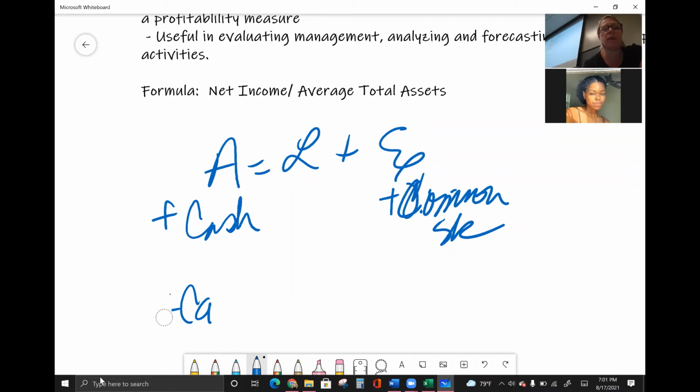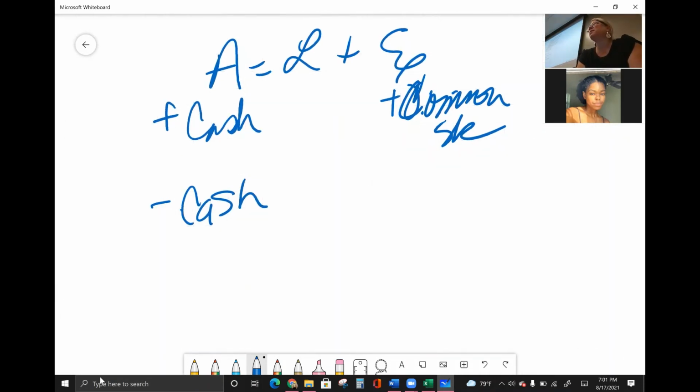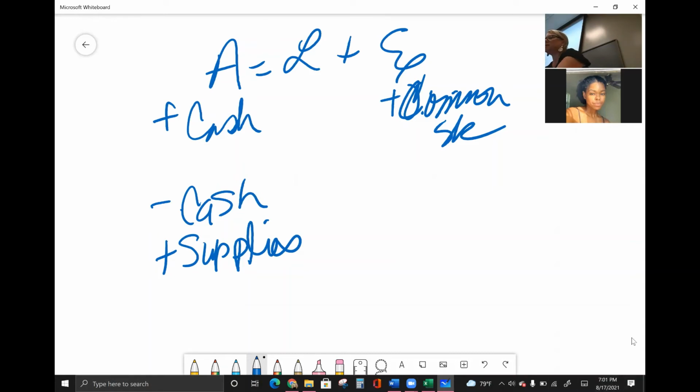going out, which would be a credit to cash because assets carry a normal debit balance of usually a positive number. And so when it goes out, it's a negative, it's a credit. So I'm crediting cash, but then I'm getting supplies. So I'm adding supplies. So I have two parts of the transaction, and they're both hitting the asset. So in the end, the equation's still in balance because I'm adding and subtracting. So you kind of get this concept.